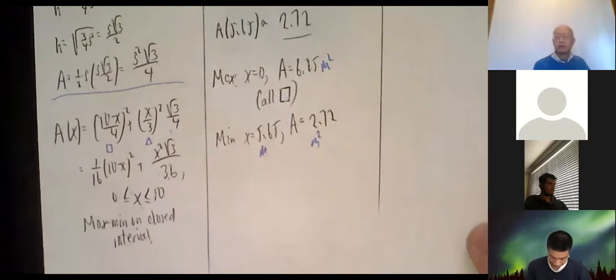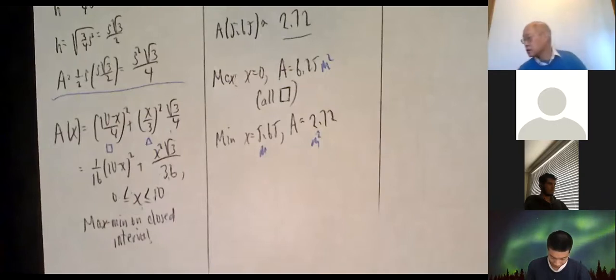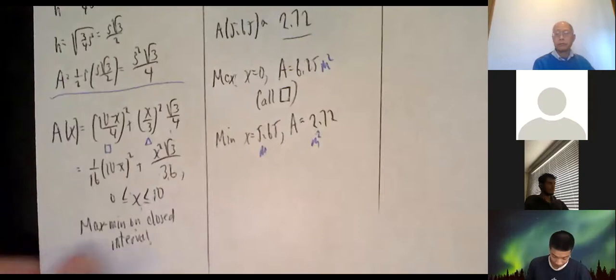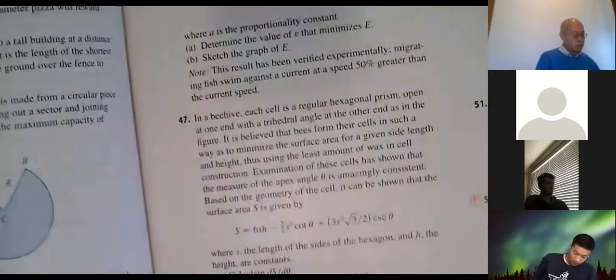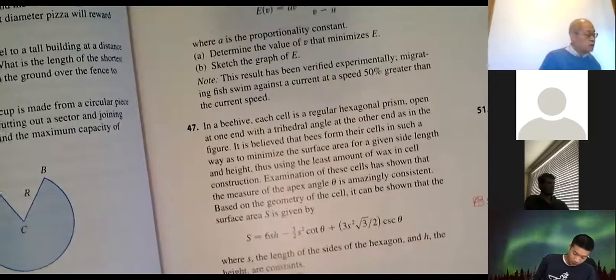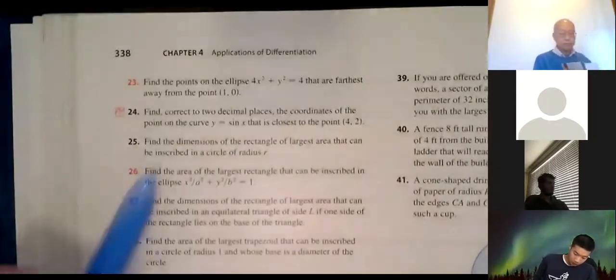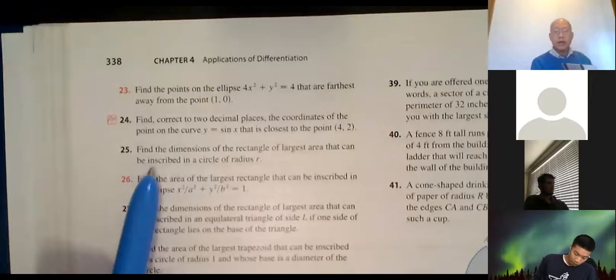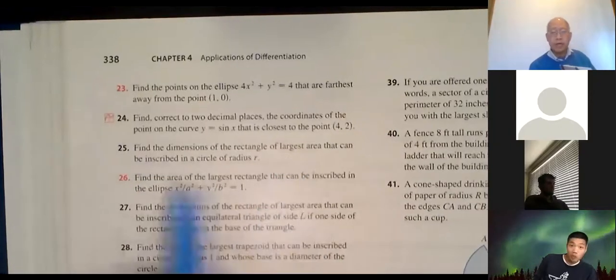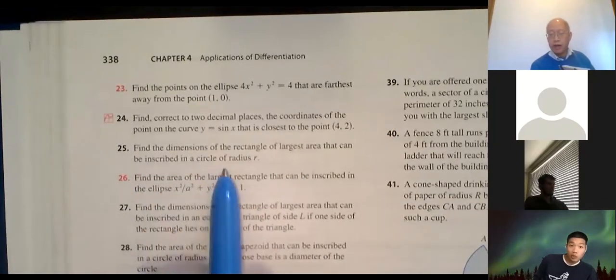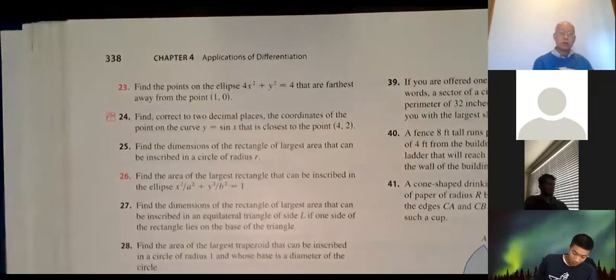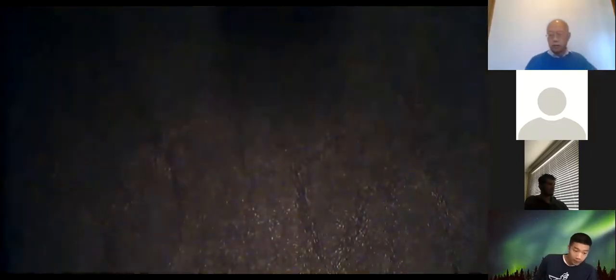Okay, so that was problem 37. All right, then problem 25, and that was the last one I was going to show you for now, unless I have a lot of time later. Find the dimensions of the rectangle of largest area that can be inscribed in a circle of radius r. Okay, so what do they mean by that?